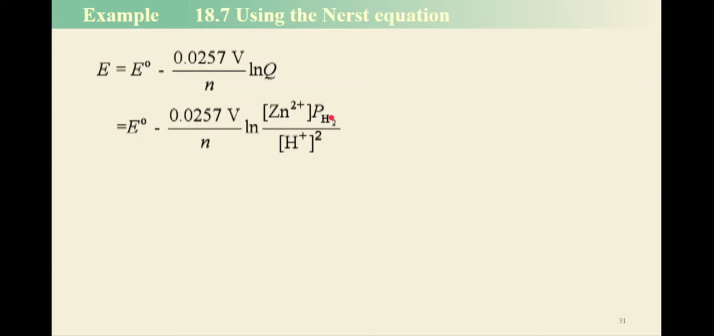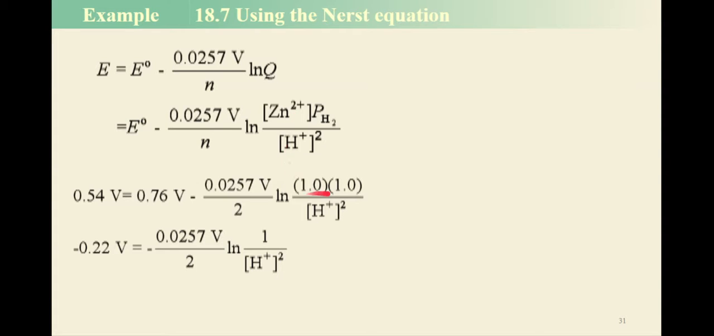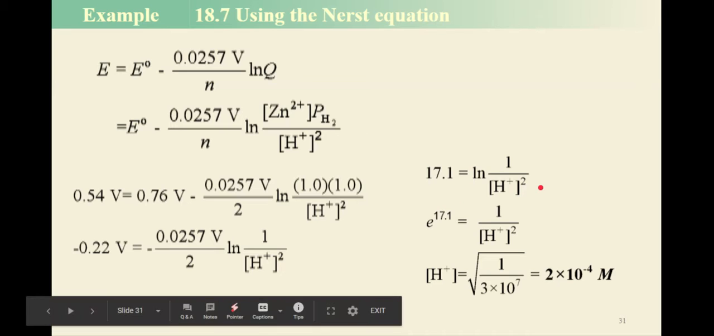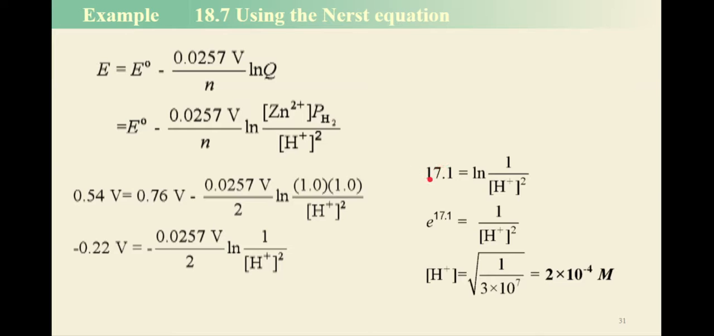And then we just have a whole lot of gross math. So first we can plug in the value for zinc and hydrogen. So that's one, zinc and hydrogen gas, 1 and 1. And so then we get this. So we can condense some things. We get these values, so we can multiply both sides by 2, divide by 0.0257, and you're going to get some value equal to the natural log of the inverse square of hydrogen. I'm just going to jump through, and again, we're going through some algebraic steps. So that gives us 17.1.